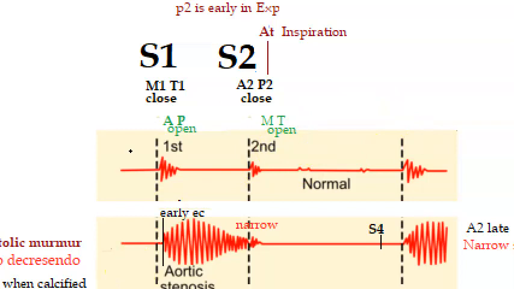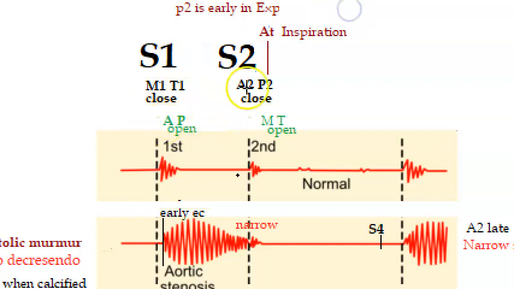Now look at this. This P2 is actually at inspiration. At expiration it goes a little earlier. Anyways, remember that the P2 we are talking about is at inspiration. Now, A2 and P2 are closing here, and M1 and T1, M and T, are closing here.